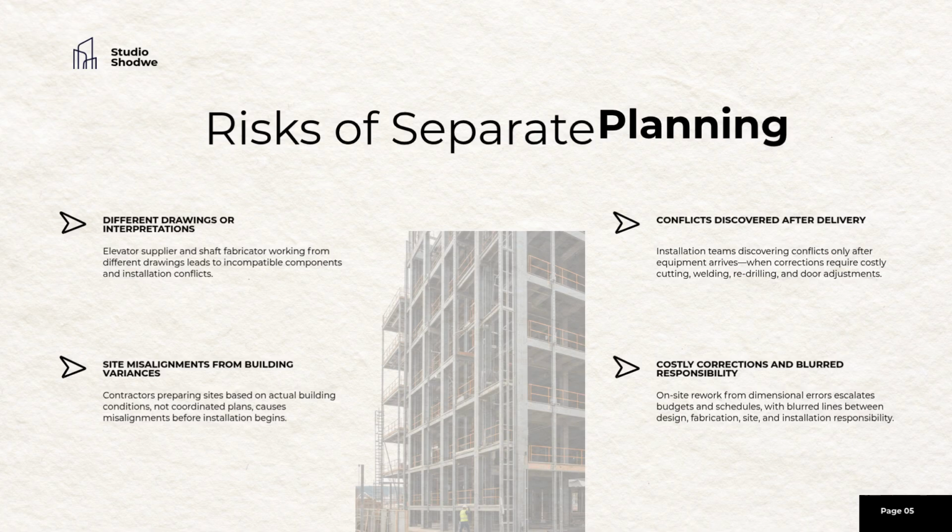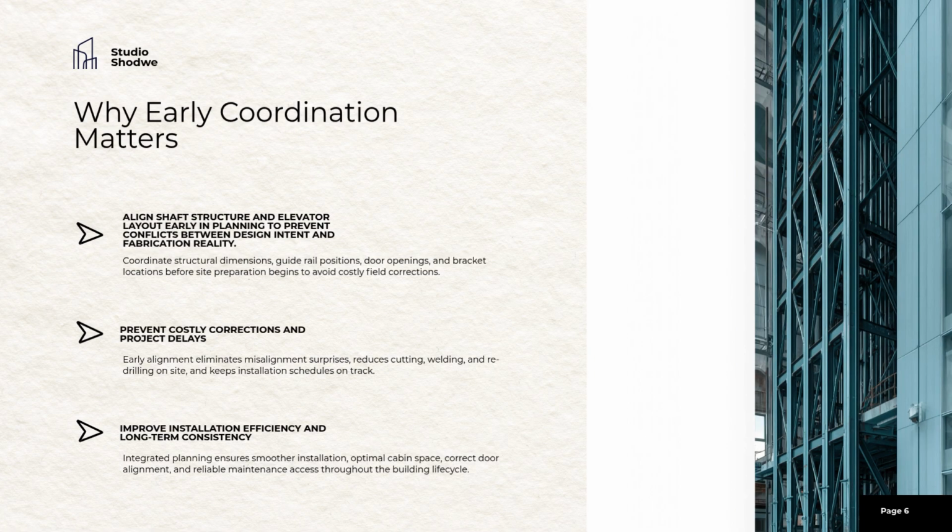At that stage, correction becomes expensive. The project may require cutting, welding, redrilling, door opening adjustment, or extra site labor. It can also create unclear responsibility. Is the problem caused by the elevator design, the shaft fabrication, the site condition, or installation interpretation? These problems are easier to prevent before production. That is why shaft structure, elevator layout, fabrication accuracy, and installation planning should be aligned early.